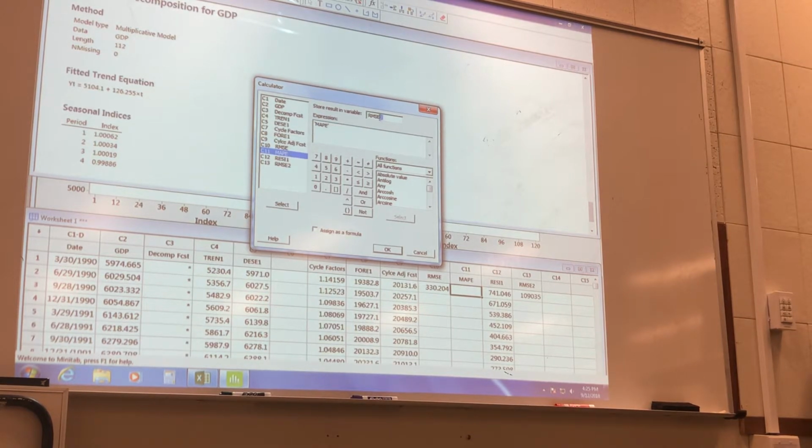Good. We're going to put this in MAPE. Take the absolute value of the residuals, just select the residuals. Divide them by the original data, GDP. That gives me percent error. Sum all of the percentage errors.